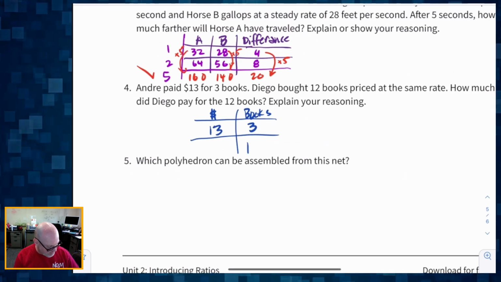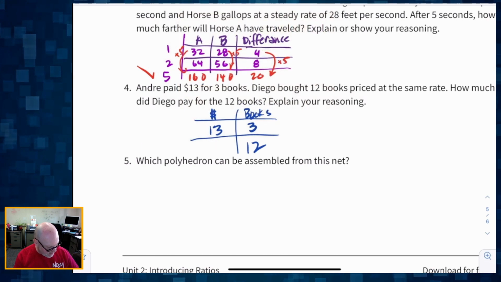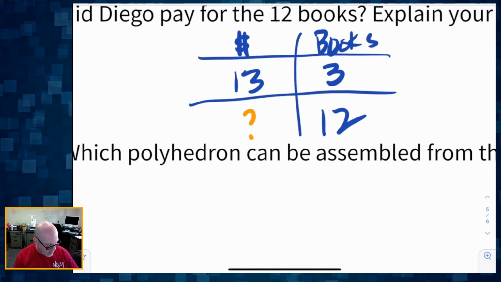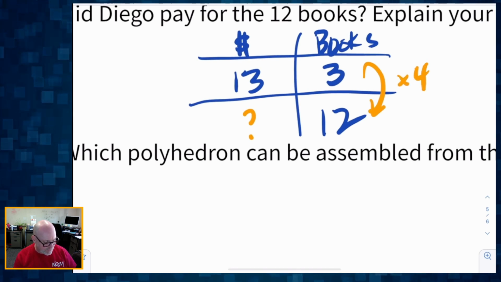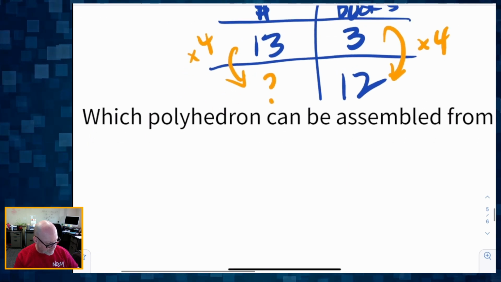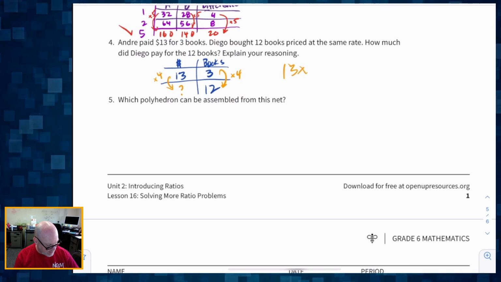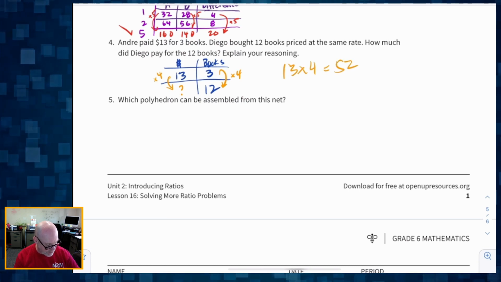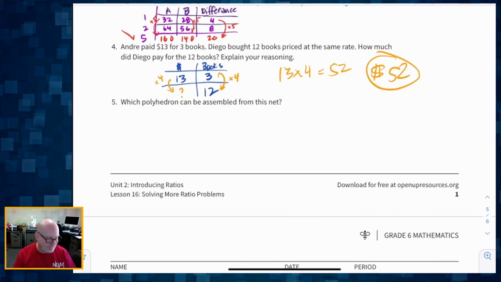Diego bought 12 books at that same price. And so we want to know, what's the price? Well, 3 times 4 gives us 12. 13 times 4 gives us 52. So 13 times 4 gives us 52. So it is $52 for those books.